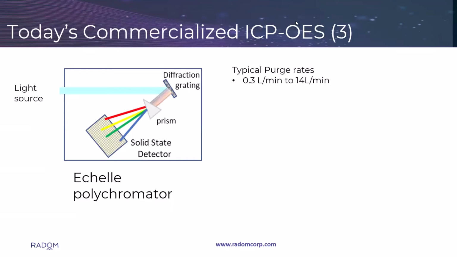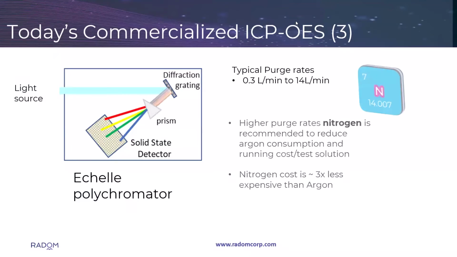What about the second component, the spectrometer? Typical purge rates for a spectrometer are 0.3 liters a minute to 14 liters a minute. Now, these rates are averaged or compiled against all industry standard ICP-OES commercially available today. But in this case, vendors typically recommend purging with nitrogen. Why? To reduce argon dependence and reduce the running costs per test solution. And nitrogen is about 3 times less expensive than argon.